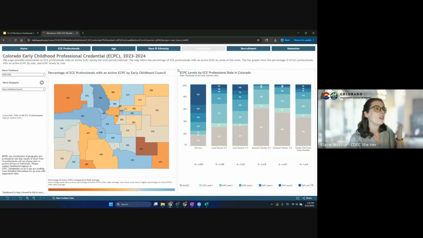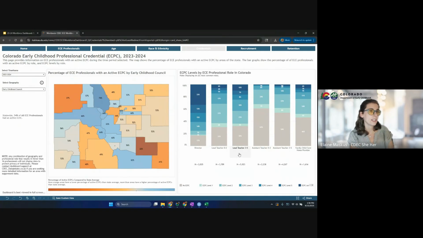And then over here on the right-hand side is the ECPC level broken out by job role. So these gray bars are the percent of professionals within a given job role that do not hold an ECPC. And then the blue shades are the different levels of ECPC for professionals that do hold them within each job role.